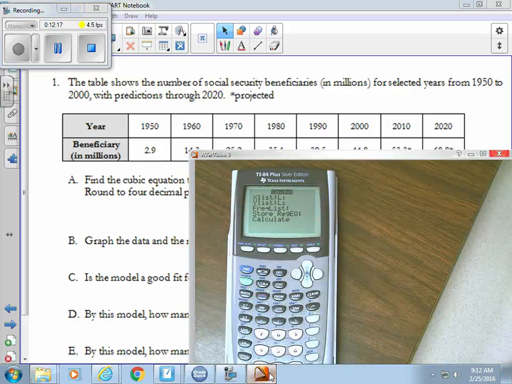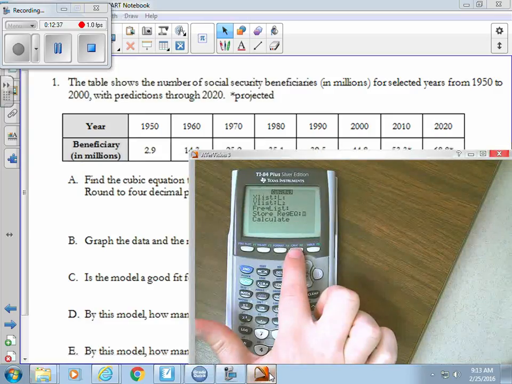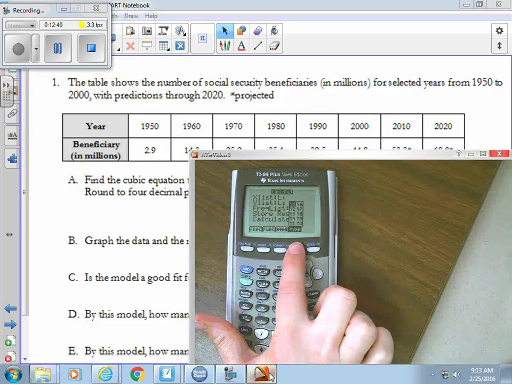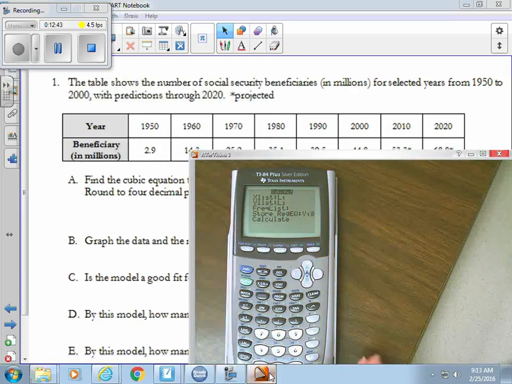This is an optional step for part A, but part B asks me to graph the data and the line. So storing this equation in Y1 will make it where I don't have to go type it in Y1. Would it be okay if you did have to go type it in Y1? Yeah. It wouldn't be the end of the world. It'd just take you a while. So I'm going to go to alpha trace, and a little menu comes up and you see the Y1 there. I'm going to click that Y1, storing the regression in Y1. And then I'm going to go down to calculate and push enter.